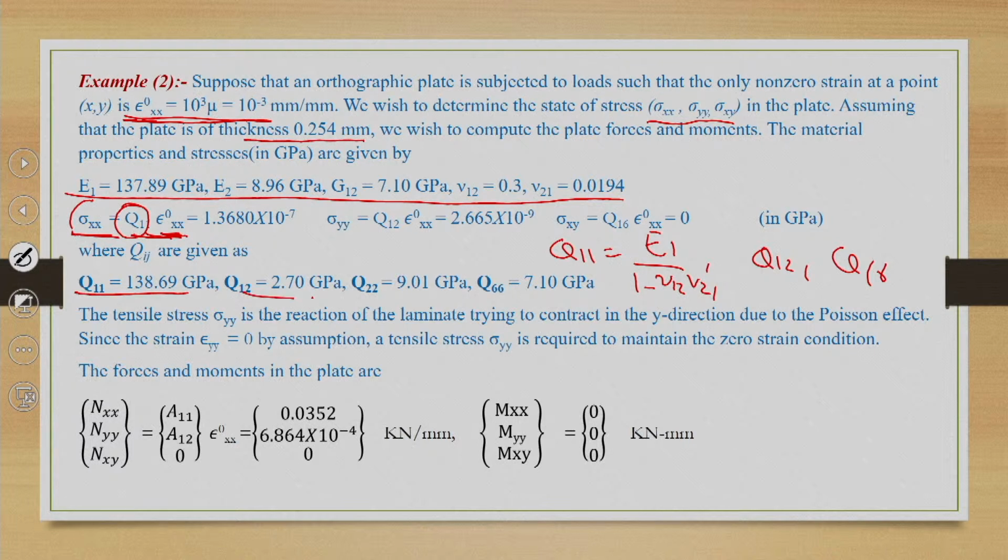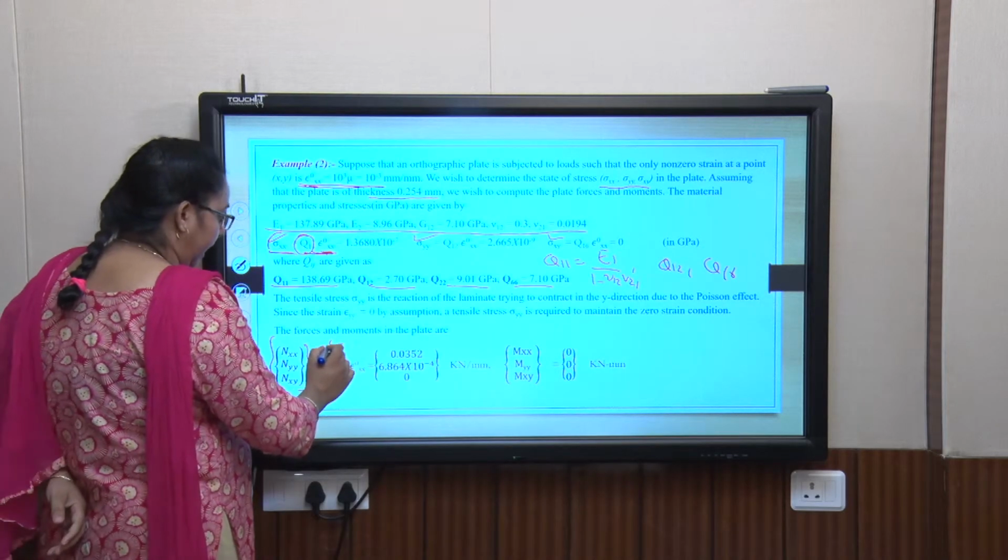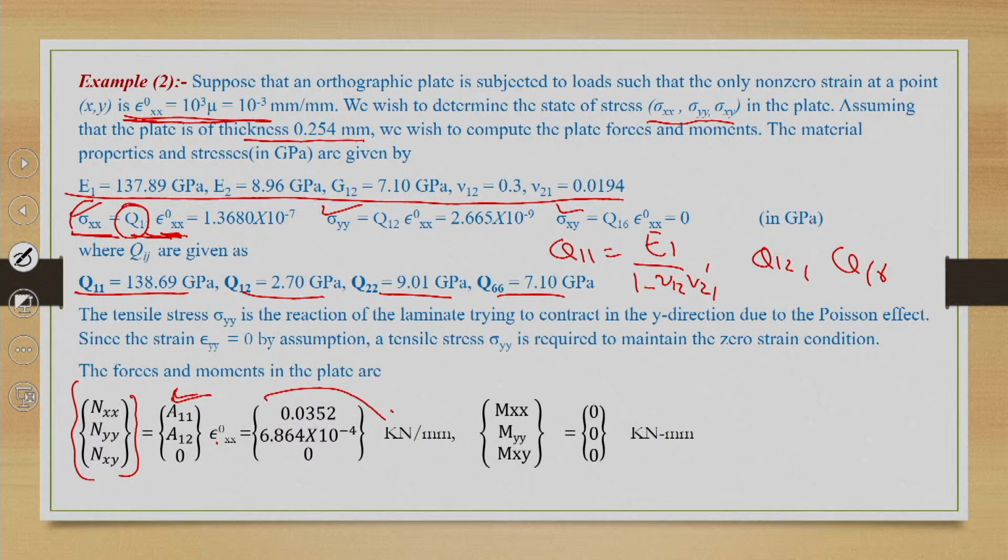So, they have evaluation, and if you substitute it there, you can evaluate the sigma xx, sigma yy, sigma xy. Then the stress resultants Nxx, Nyy, Nxy: only epsilon xx naught is non-zero, so the only contribution will be A11. If you multiply with that, you can get the moment. For the case of moment, it should be epsilon xx of 1. So, there is no epsilon xx of 1, so moments will be 0.